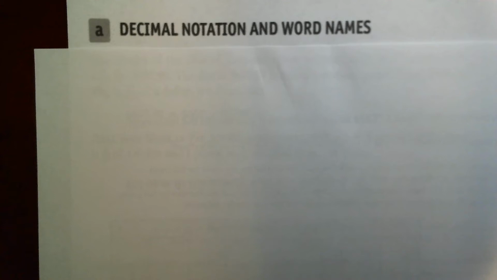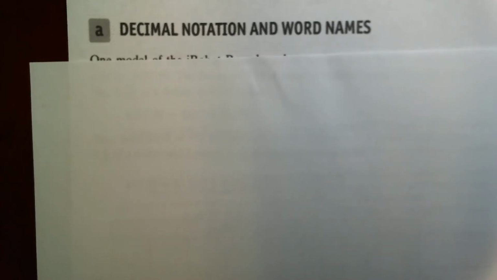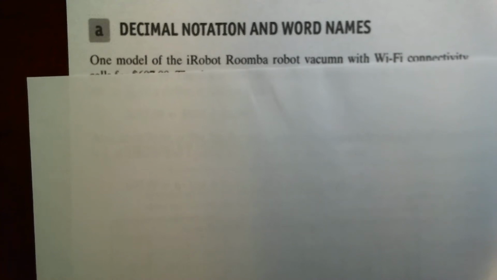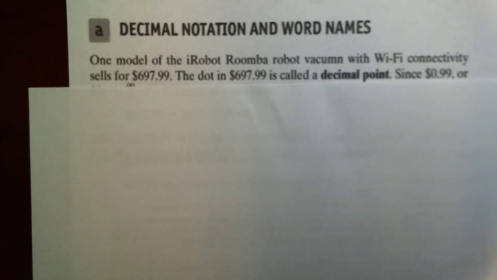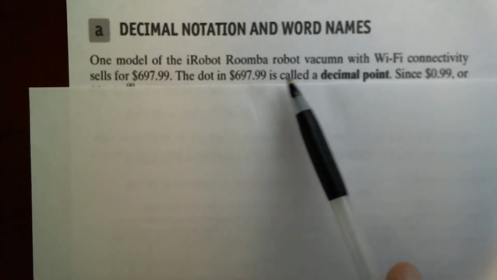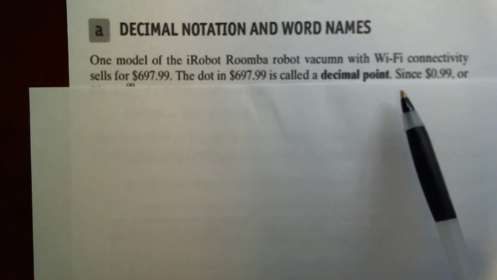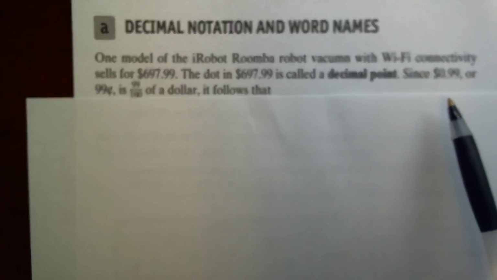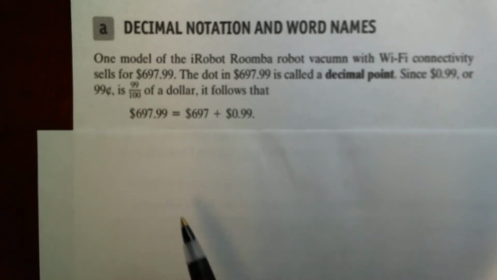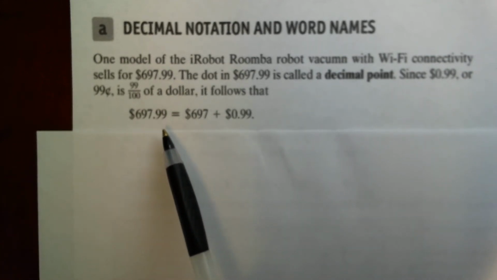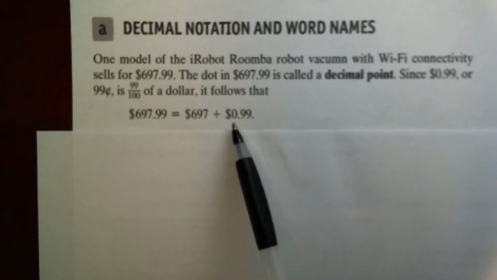We begin with some very simple ideas here: decimal notation and word names. As an example, one model of the iRobot Roomba robot vacuum cleaner with Wi-Fi connectivity sells for $697.99. The dot in 697.99 is called a decimal point. Since $0.99, or 99 cents, is 99 hundredths of a dollar, it follows that $697.99 is equal to 697 and 99/100 dollars.